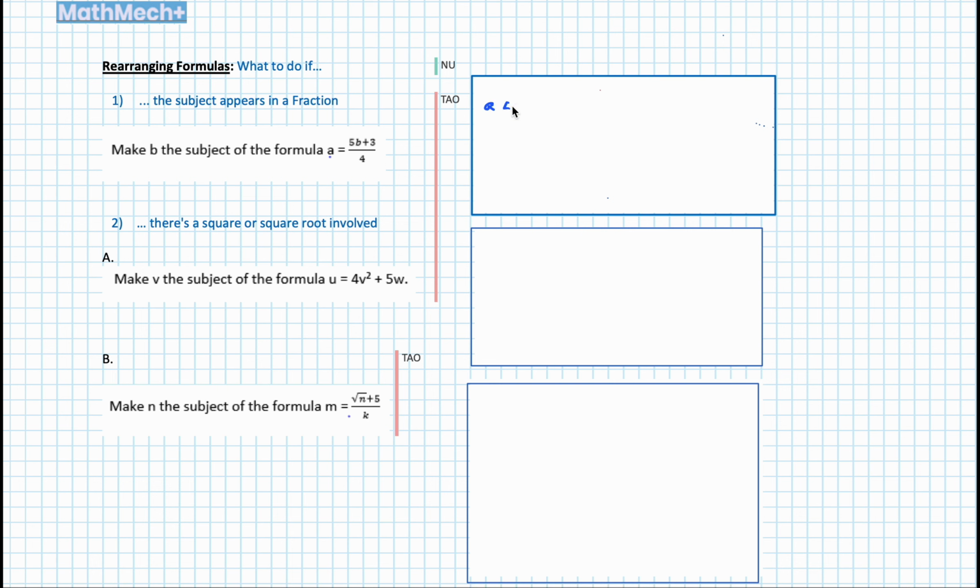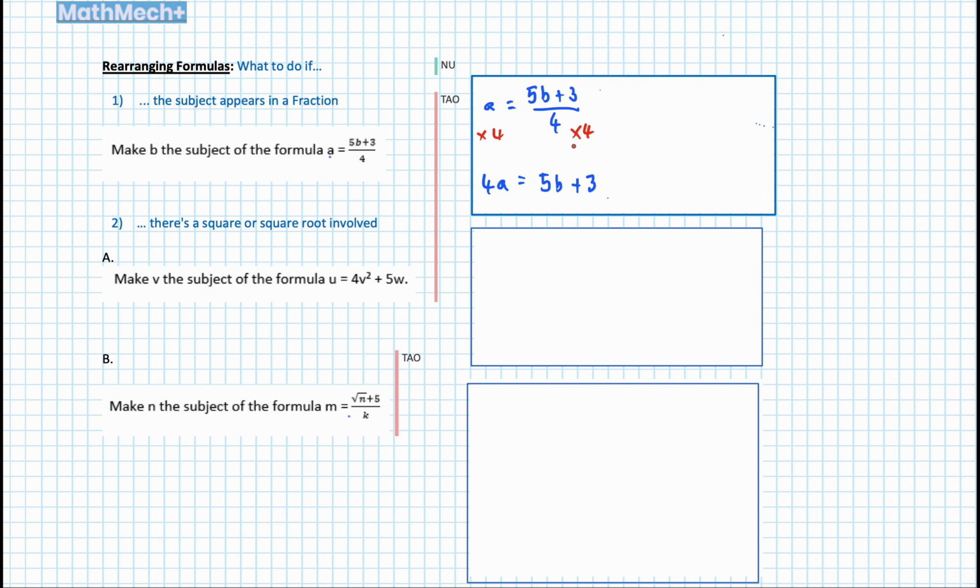So a equals 5b plus 3 over 4. We're going to multiply by 4 on both sides. So we're looking at this in certain ways. Do we multiply by 3? No, that's a plus 3. We're going to do the opposite thing. So we're dividing by 4, so we want to multiply by 4 on our right hand side and our left hand side. So we end up with 4a is equal to 5b plus 3. That's our first step.